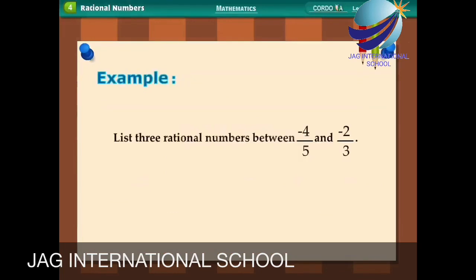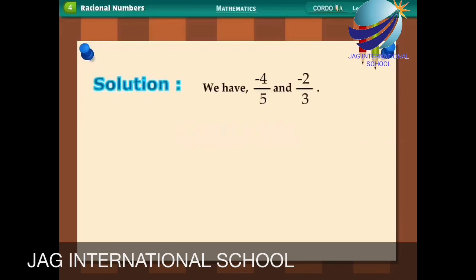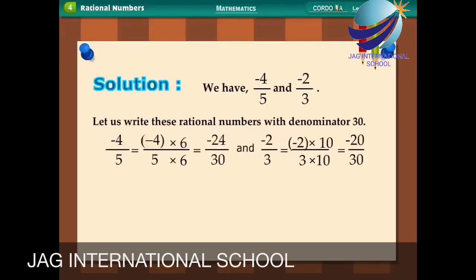Example: list 3 rational numbers between minus 4 upon 5 and minus 2 upon 3. Solution: we have minus 4 upon 5 and minus 2 upon 3. Let us write these rational numbers with denominator 30. Minus 4 upon 5 is equal to minus 4 into 6 upon 5 into 6, equal to minus 24 upon 30, and minus 2 upon 3 is equal to minus 2 into 10 upon 3 into 10, which is equal to minus 20 upon 30. Clearly, minus 24 upon 30 is less than minus 20 upon 30.